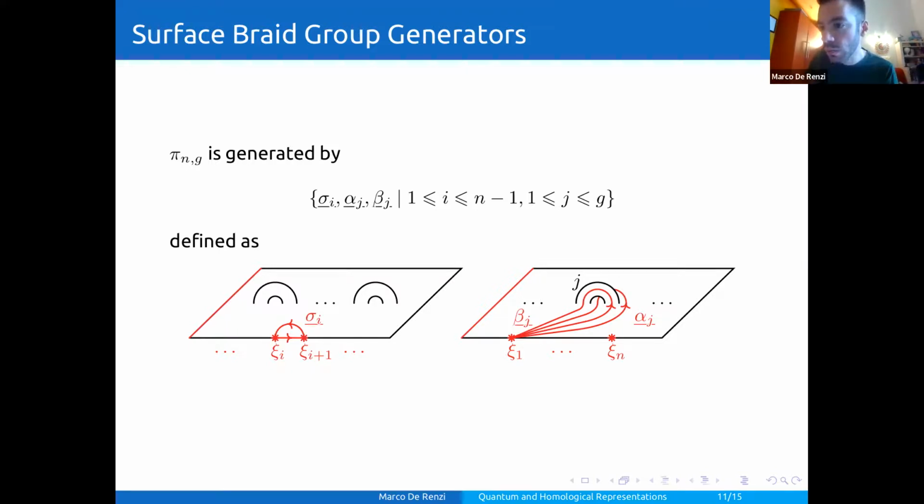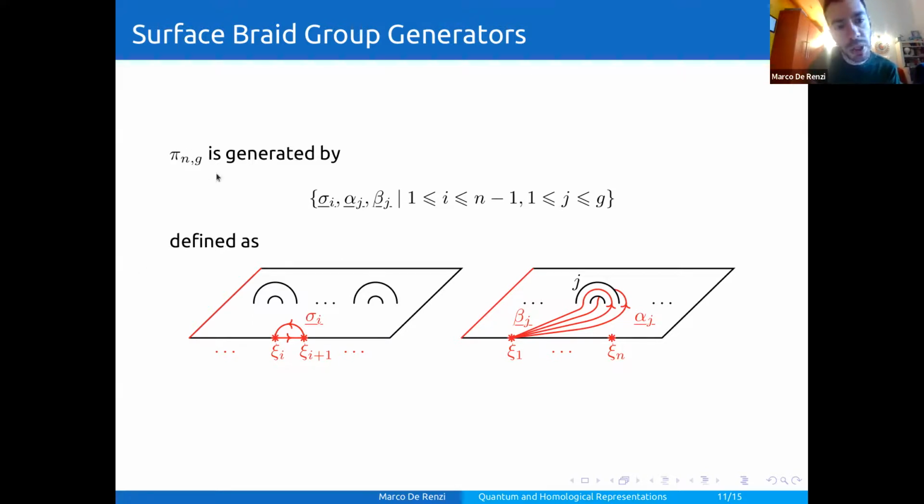Right, okay. So now I need to tell you how to define the module for local coefficients that we will use in order to recover the quantum representation. And everything I said before works for every coefficient module. Now I'm going to fix the choice that enables us to recover the quantum side. And to do this, I specify generators for the surface braid group.